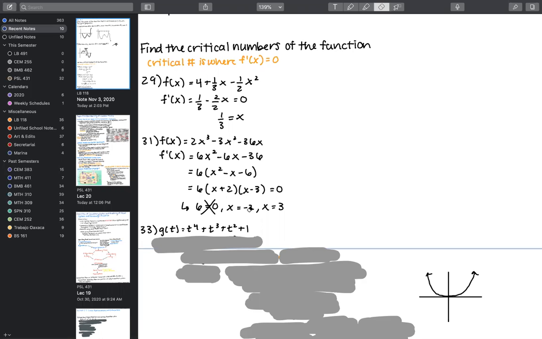And then we get that x is equal to -2 and x is equal to 3 for our two critical points. So again, those could be maxes or mins. Any questions so far?